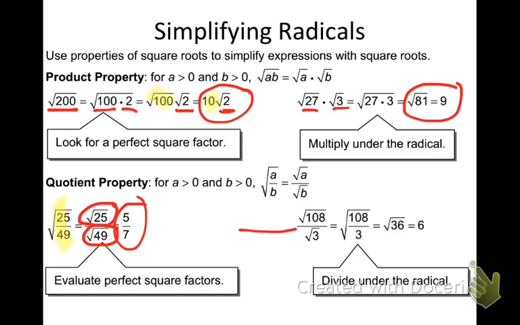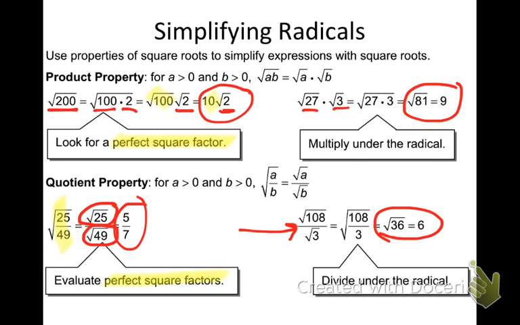Or, let's say I have the next one here. Square root of 108 over 3. Does anybody know what the square root of 108 is? Square root of 3? Nope. So I can simplify it. What's 108 divided by 3? Well, that gets me the square root of 36. Square root of 36 is 6. So again, what's it all come down to? It all comes down to I want to get to a perfect square. Always get to perfect squares.